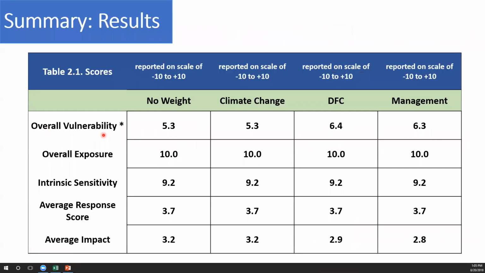So here are our overall vulnerability scores with no weights, with climate change considerations, with desired future condition, and management. And so you don't see much change with the climate change responses. If you recall, the fire regime components themselves were kind of considered equal, and there wasn't a whole lot of breakdown, or we had mostly ones and twos, I think, in the rest of the categories. So there wasn't much change. Net is about the same.